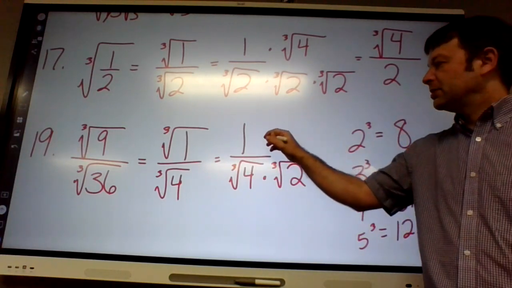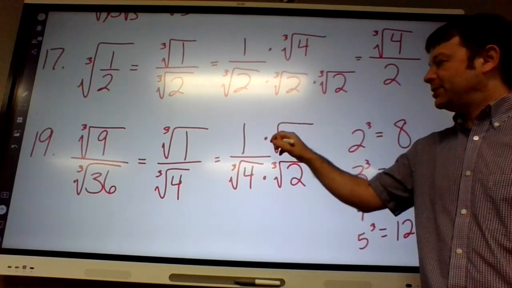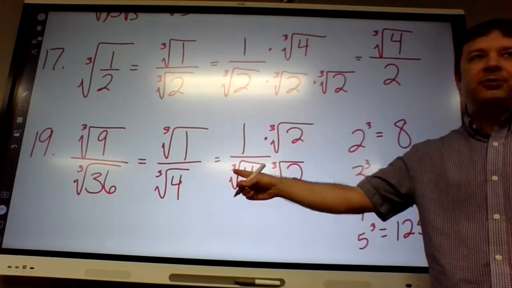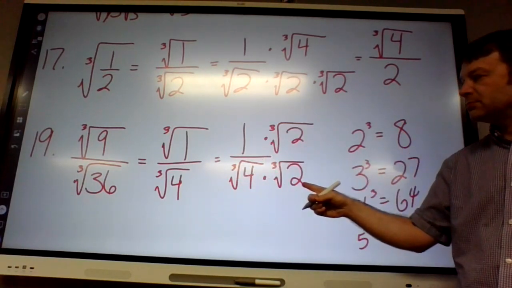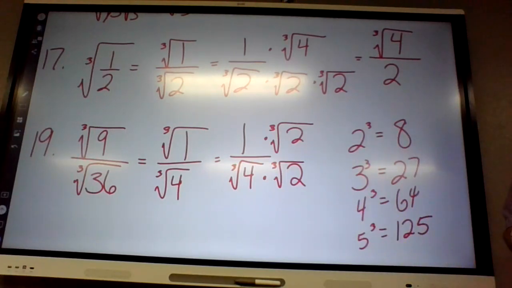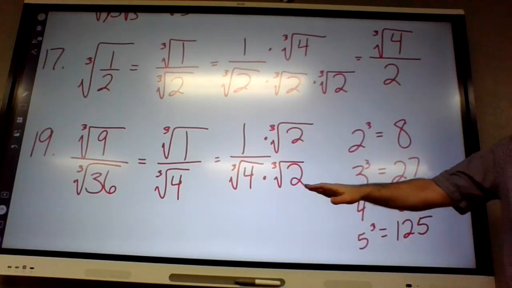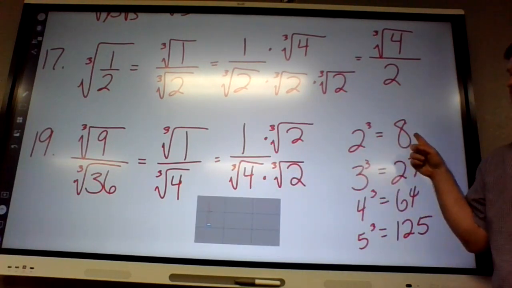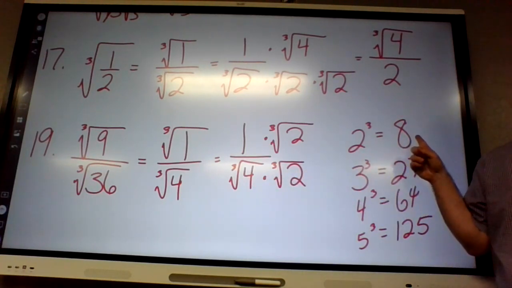Hold on. Okay, it would be much easier if I just multiplied by cube root of 2, because this actually is going to have a cube root. Oh, okay. That makes sense. 4 times 2 is 8. 8 is one of the numbers that has a cube root.